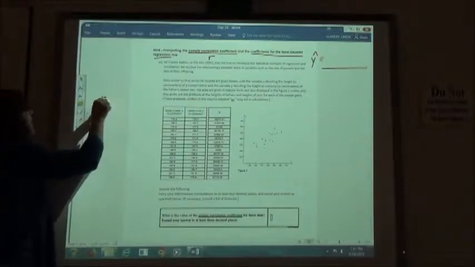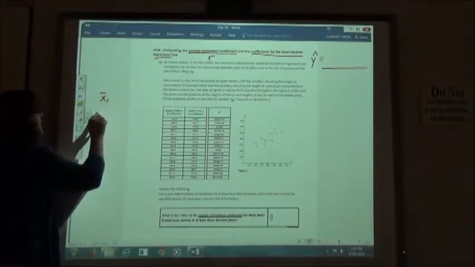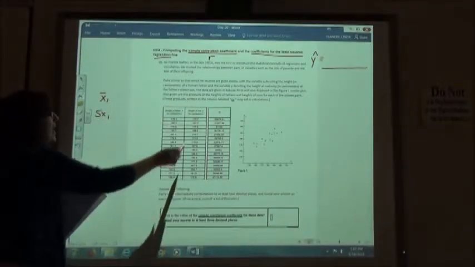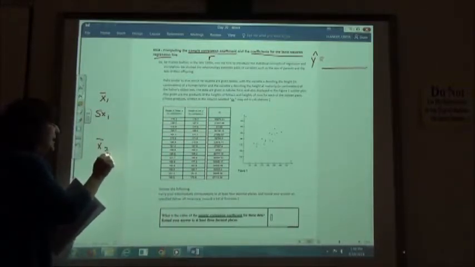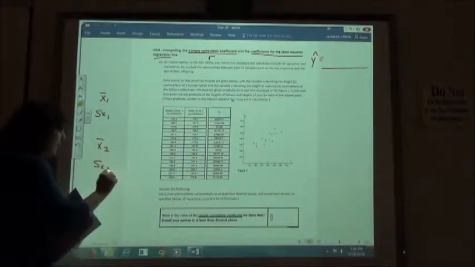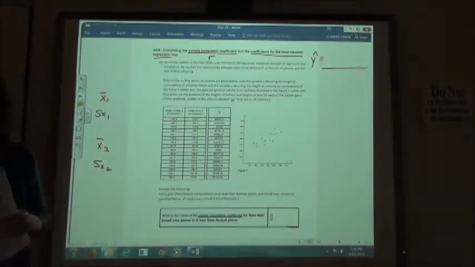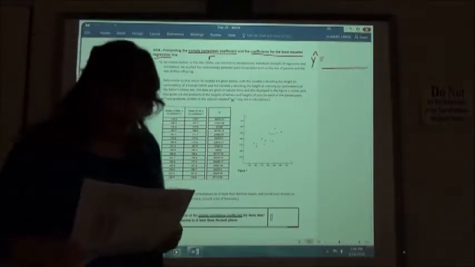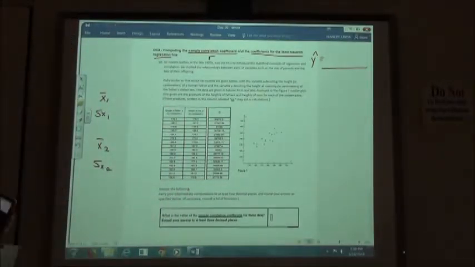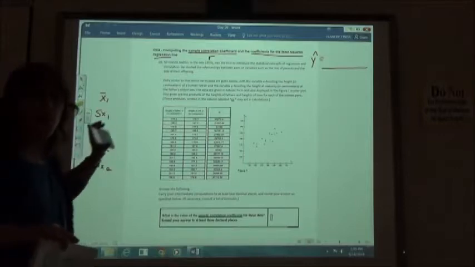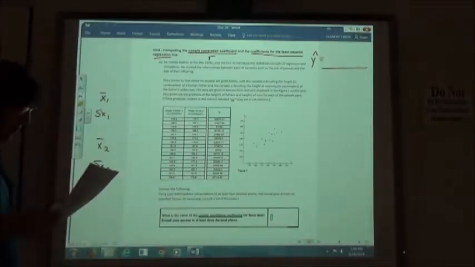So you're going to want the X bar for the first list, the S of X for the first list, and then we're going to do the second list. So X bar for the second list and S of X for the second list. I've already done the calculations, but go ahead, pause the video, put them in there, figure out your data, and when you're ready, you can double check with what I got here.